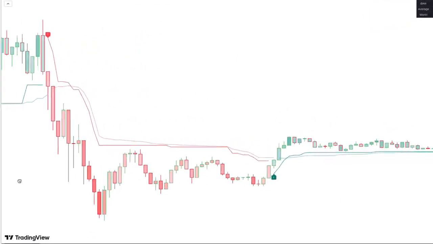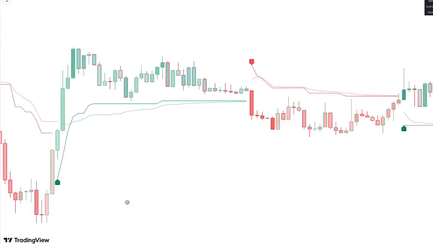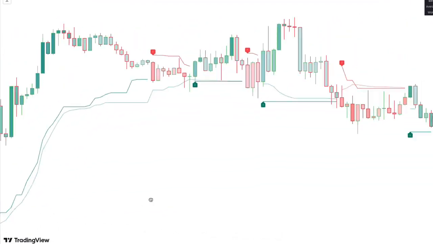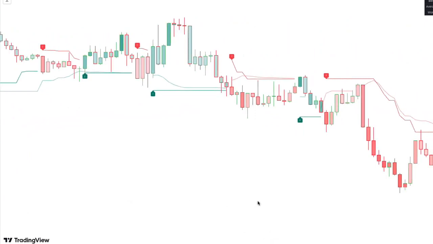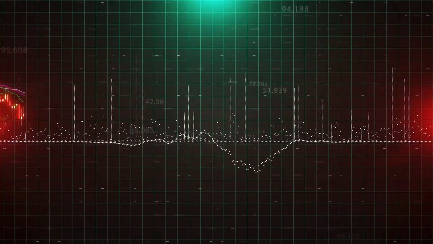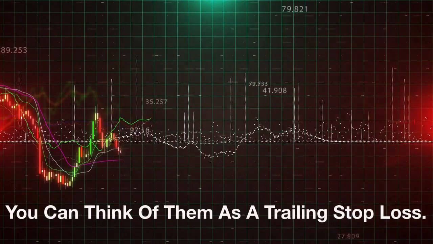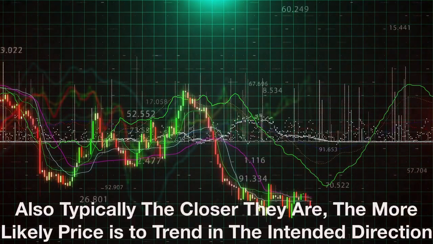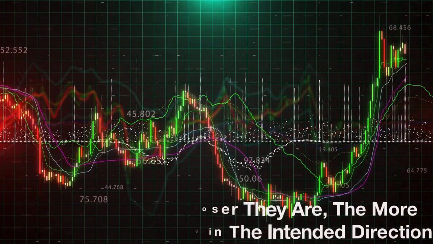Now, as you can see, the indicator does a much better job at identifying more medium-term trends. These bands that trail positions are similar to the Supertrend indicator bands. You can think of them as a trailing stop-loss. Also, typically the closer they are, the more likely price is to trend in the intended direction.